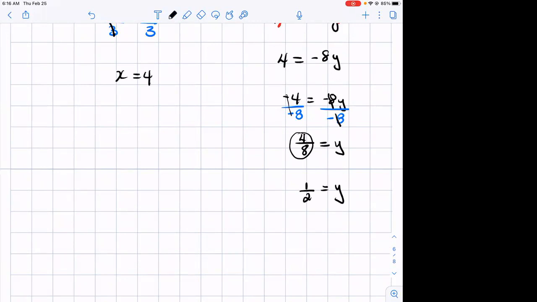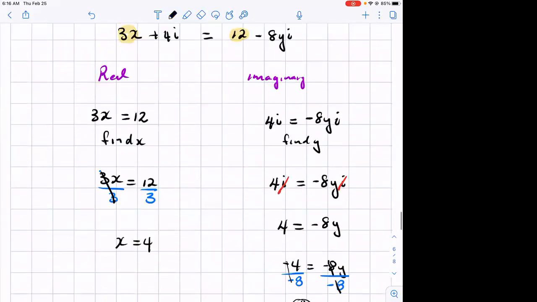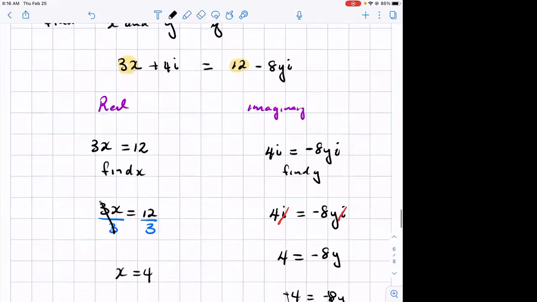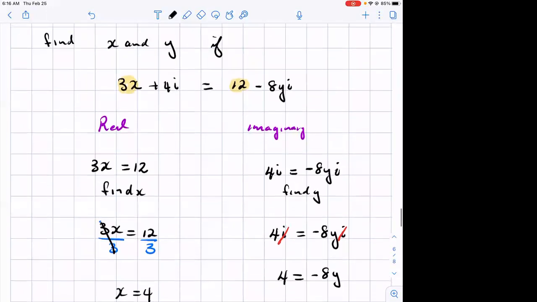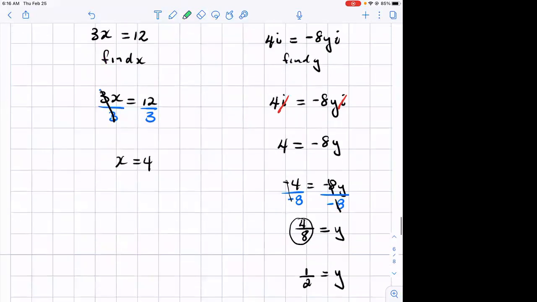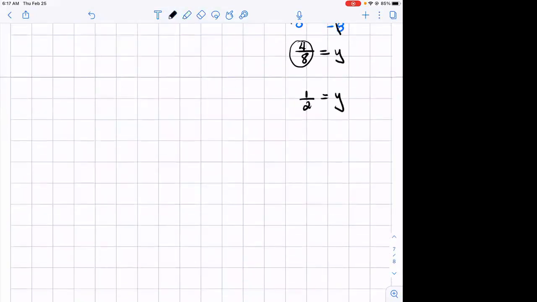So we were able to solve for x and y, okay, based on the fact that the real part must be equal to the real part, okay? And the imaginary part must be equal to the imaginary part. So that's the idea we use when we do this. Let's look at one more example.